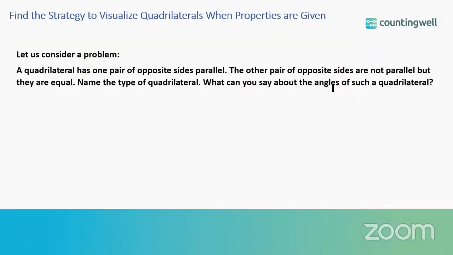Let us consider one problem and identify the quadrilateral given. A quadrilateral has one pair of opposite sides parallel. The other pair of opposite sides are not parallel, but they are equal. Then we have to name the quadrilateral.